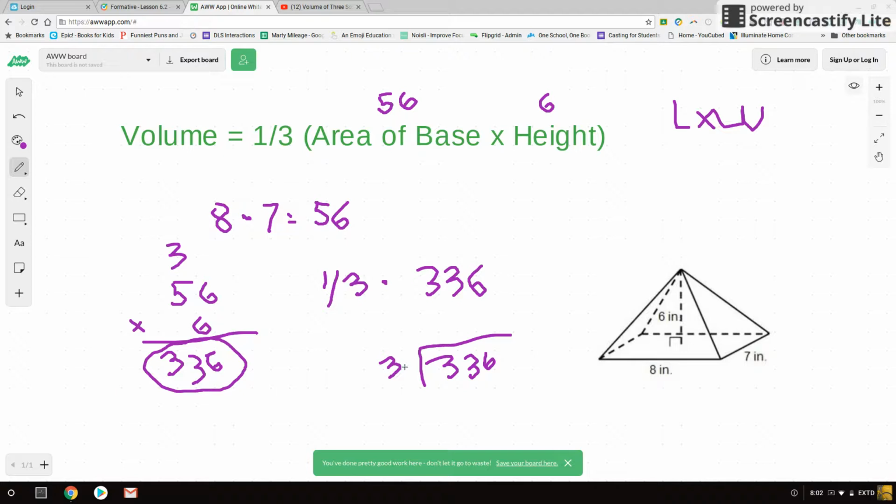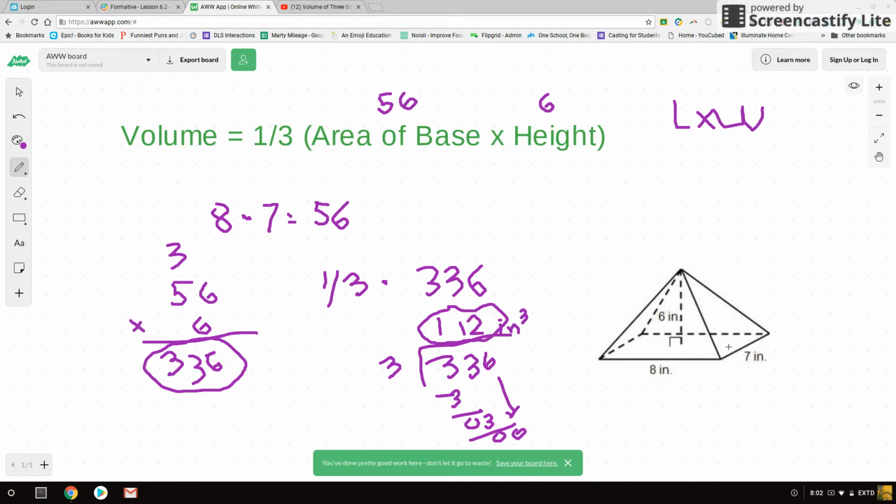So if I do a little long division, 3 goes into 3 one time. Bring down my 3. 3 goes into 3 one time. Bring down my 6. 3 goes into 6 2 times. There we go. So I have figured out my volume. My volume is 112 inches cubed. Inches with the little 3 meaning cubed.